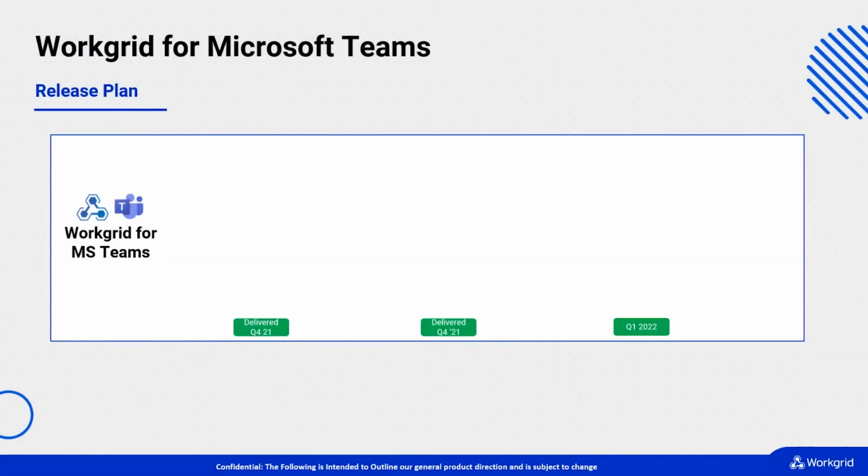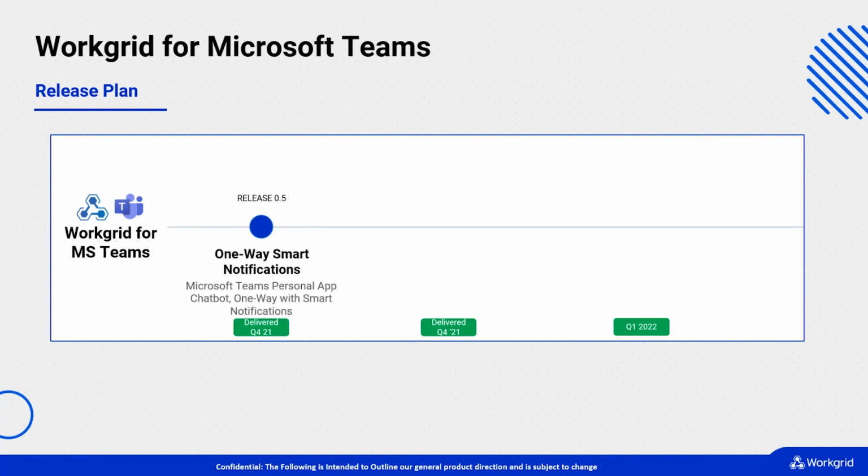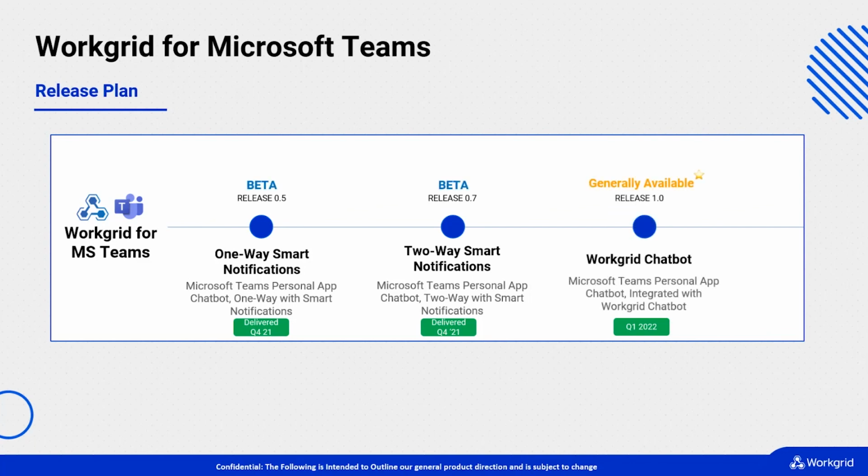Thanks, everyone. Thanks so much, Mike. That was fantastic. Just to highlight what Mike went through just now, here's a quick timeline of our deliverables for our Microsoft Teams integration. As Mike just discussed, over Q4, we delivered both one-way smart notifications within Teams and two-way smart notifications as well with the personal app chatbot. And we anticipate a full general availability delivery of Teams with the Workgrid chatbot in Q1 of 2022.